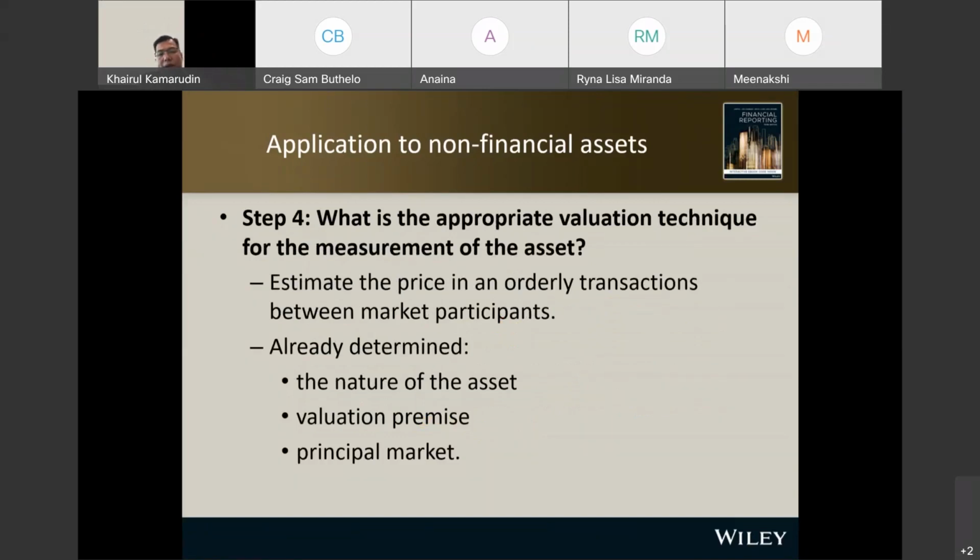What is the appropriate valuation technique for measurement of the asset? We need to estimate the price in an orderly transaction between market participants, having already determined the nature of the asset, the valuation premise, and also the principal market. If you are aware, if you use this website, for example, Dubizzle, for searching for cars, I did that a few months ago, when I wanted to buy my car.